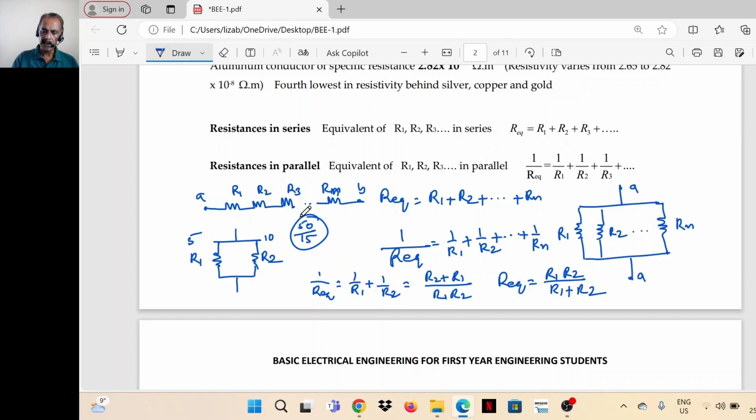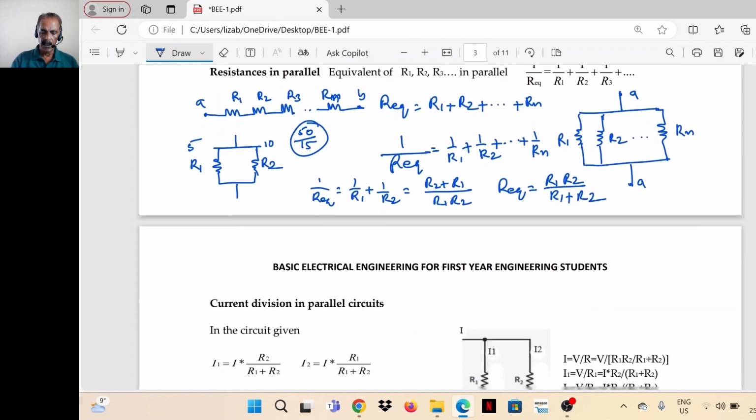So remember this relation, because in most of the numericals, you will come across the occasion where there are two resistors connected in parallel, especially when you are simplifying networks. So if two resistors are connected in parallel, the equivalent is the product divided by sum. So R1 R2 divided by R1 plus R2 is the equivalent of two resistors when they are connected in parallel.